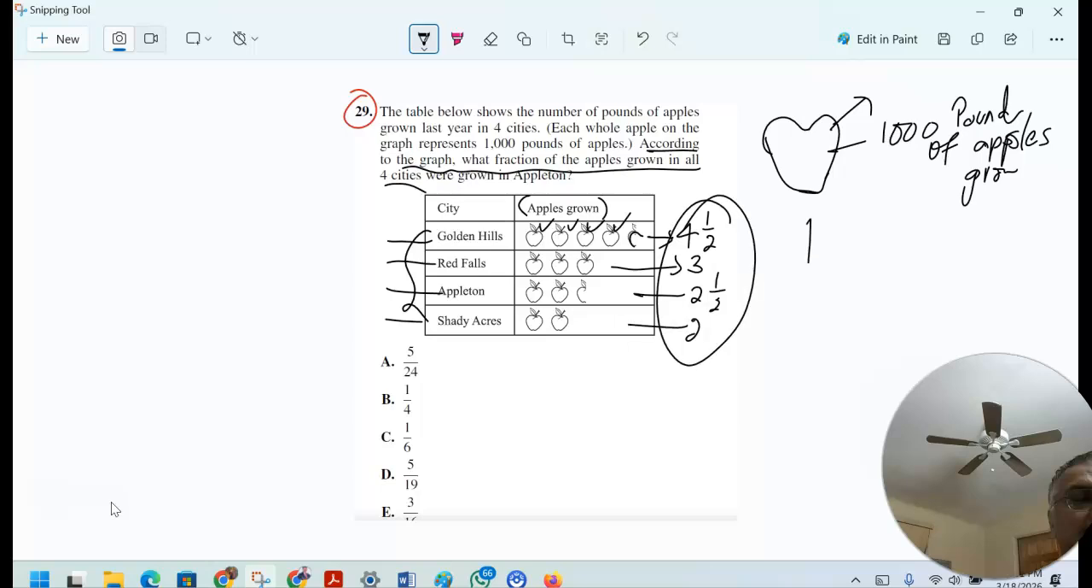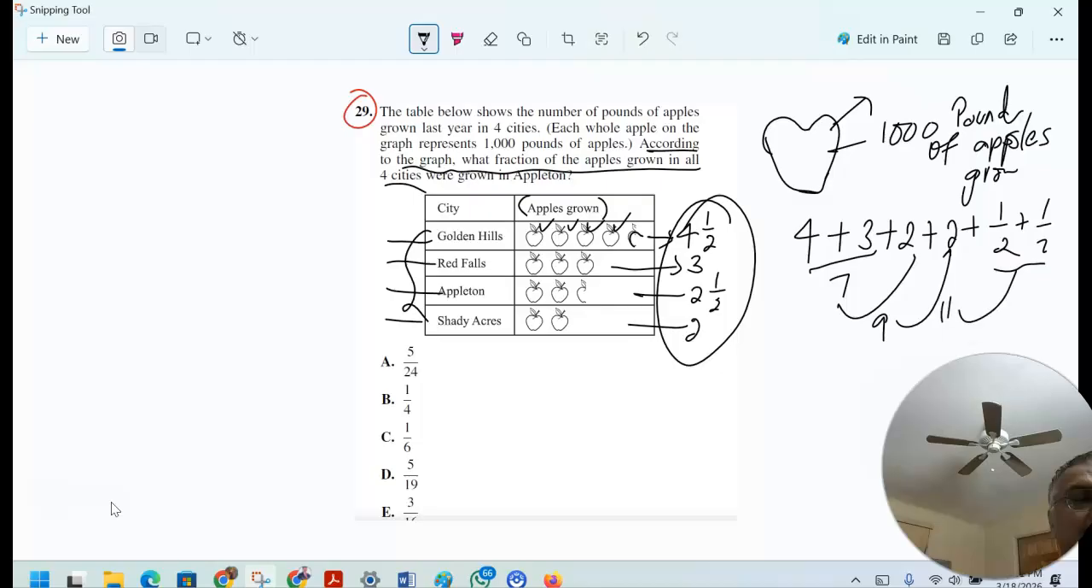You can see I can add the wholes first, 4, 3 plus 2, and then you add the 2 halves. Two halves will give you one. So 4 plus 3 is 7, 7 plus 2 is 9, 9 plus 2 is 11, and 11 plus this 1, because half and half is 1, so 11 plus 1 is 12. So total is 12. If each apple represents 1,000, we want to know what is the fraction grown in Appleton.